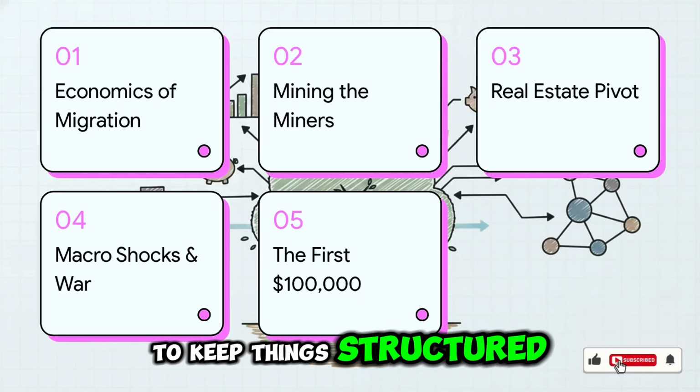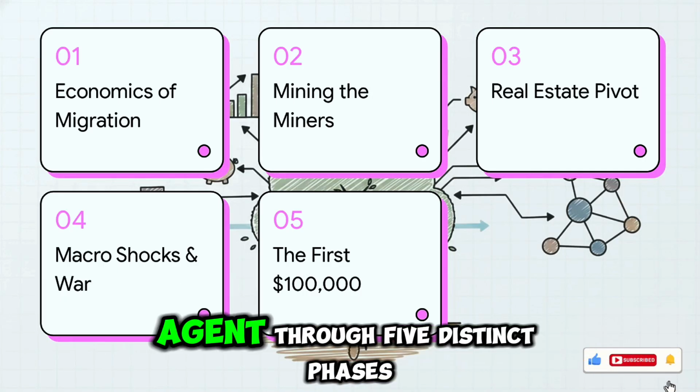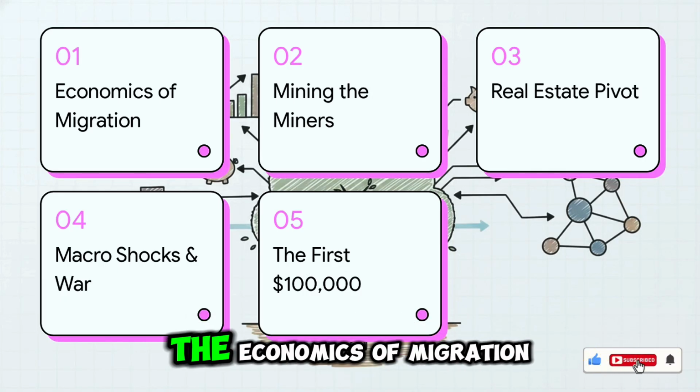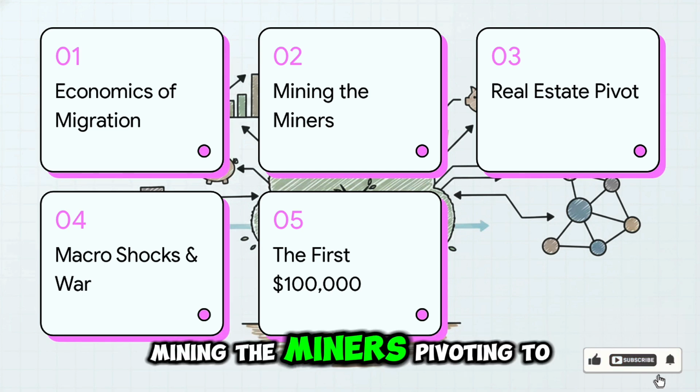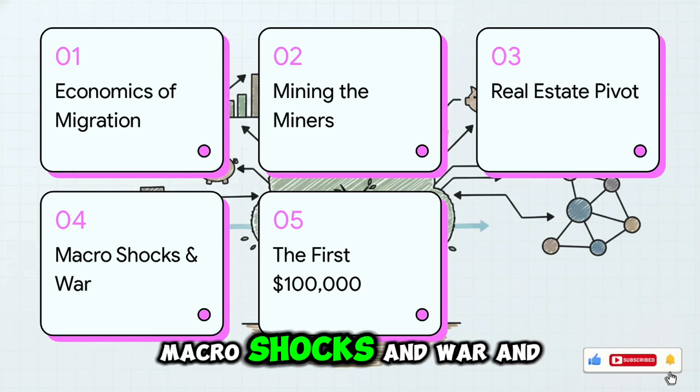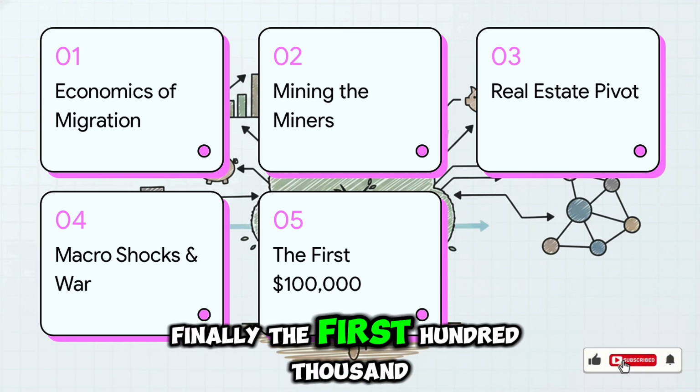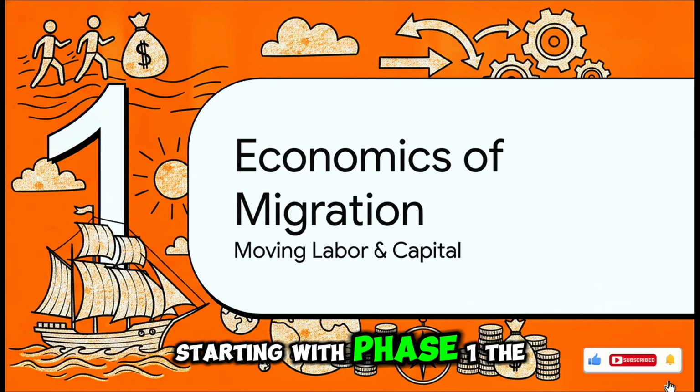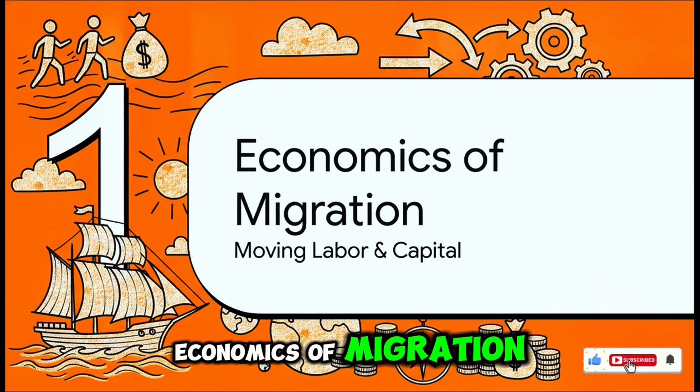To keep things structured, we're mapping his journey as an economic agent through 5 distinct phases: the economics of migration, mining the miners, pivoting to real estate, macro shocks and war, and finally, the first $100,000. Starting with phase 1, the economics of migration.